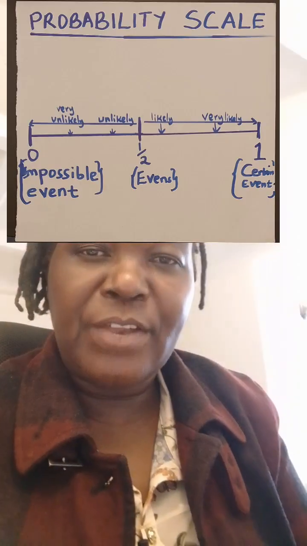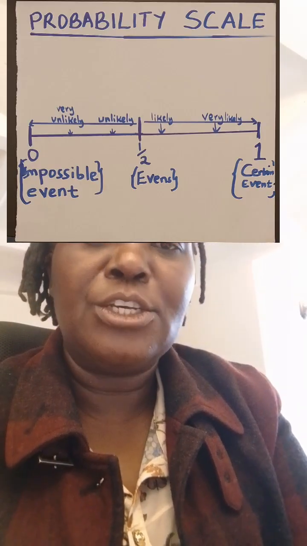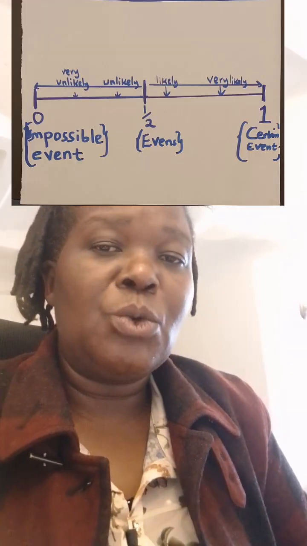Then we have events that are likely to occur. They are likely to occur more than not. They are not 50-50, so they move towards 1, and very, very likely until you reach the events that are certainly going to occur. Now, I want us to look at an example and show some of the probabilities on a probability scale, some of the events that we encounter.